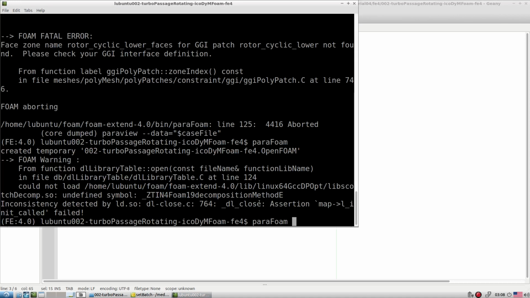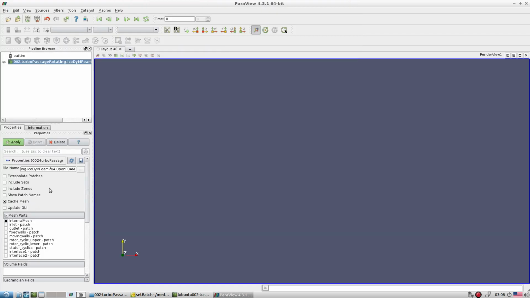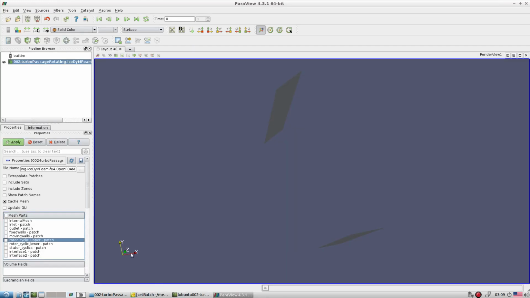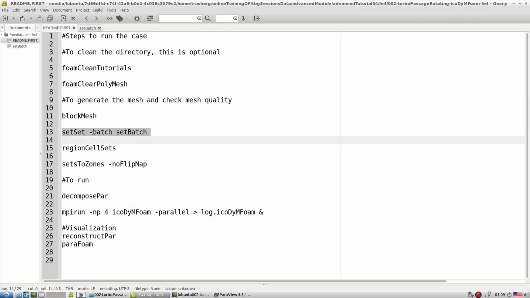Let's look again at why they're required, because we want to construct the GGI interface in between. So we also require the faces that are attached with this rotor cyclic 1 and 2. Okay, so that is what we're going to do here, cyclic upper and the lower. Okay, so we try to generate a few face sets with the help of this setSet command. So let's explore this one command.